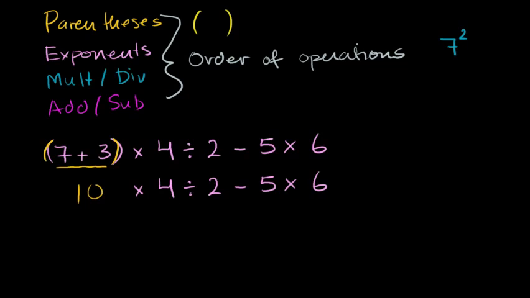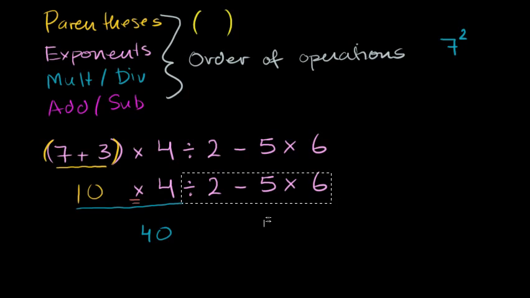So let's figure out what this is. We'll do this multiplication first. We could simultaneously do this multiplication because it's not going to change things. But I'll do things one step at a time. So the next step we're going to do is this 10 times 4. 10 times 4 is 40. Then you have 40 divided by 2.